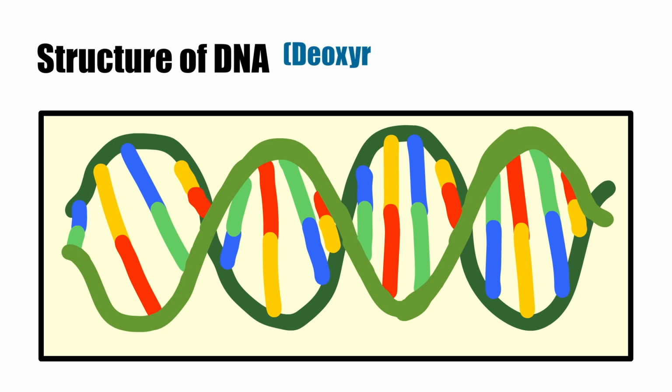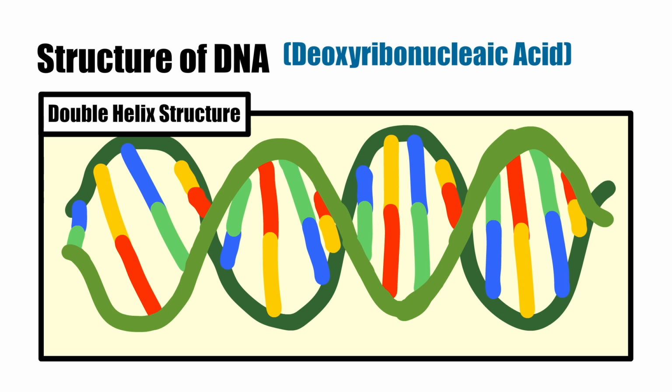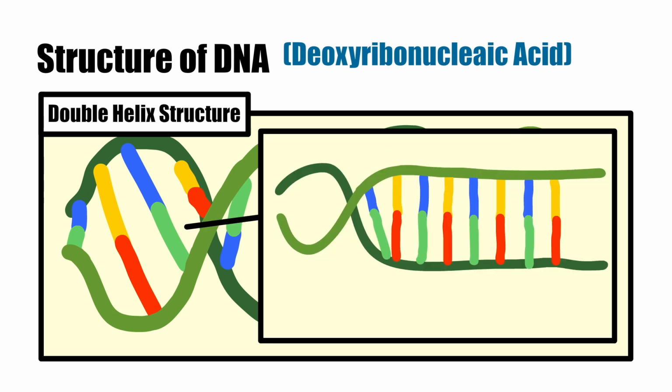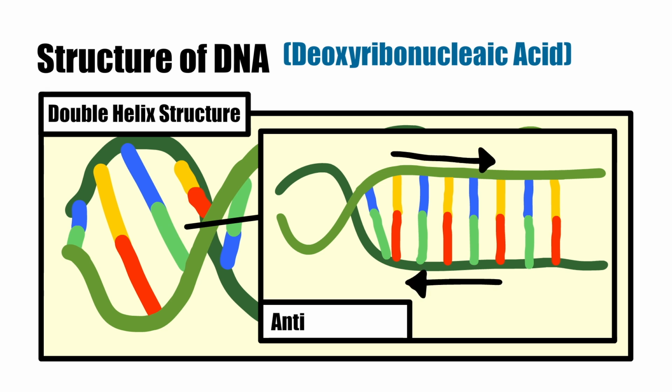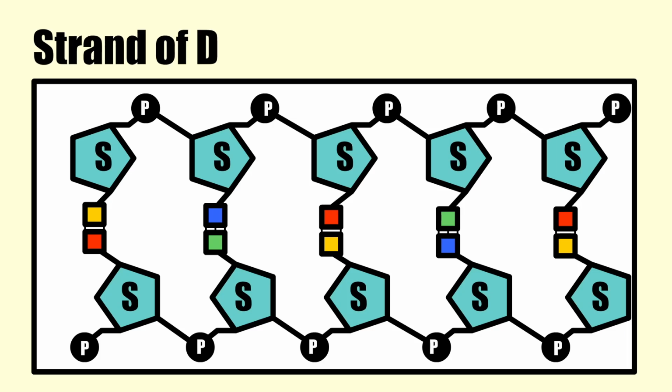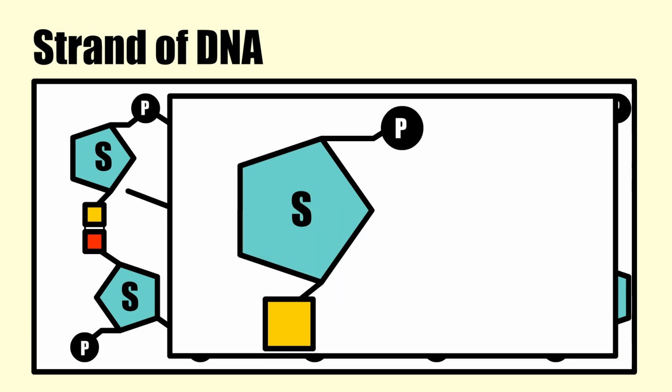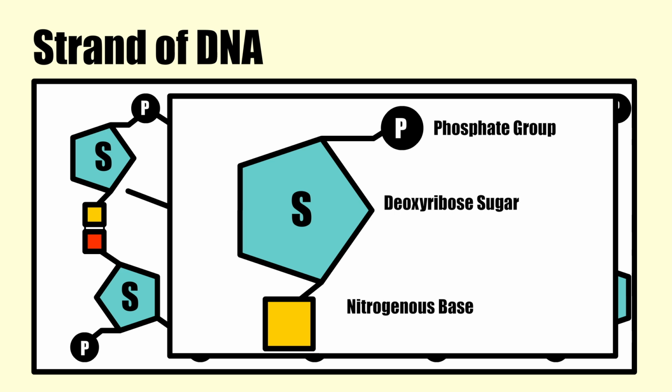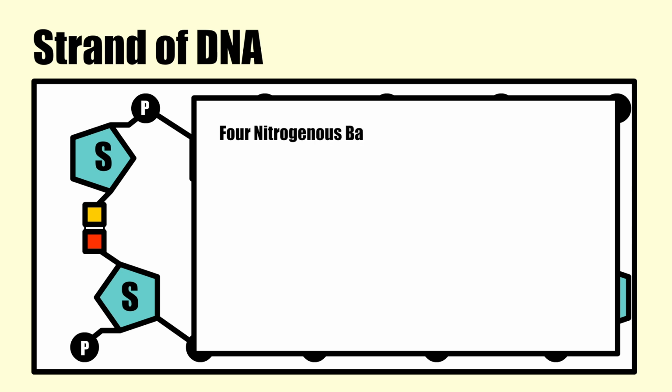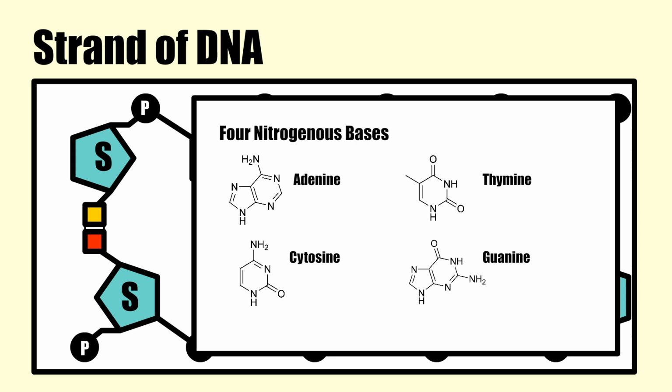DNA, or deoxyribonucleic acid, has what we refer to as a double helix structure. This means that it is composed of two long strands that run in opposite directions, or what we call antiparallel. Each strand of DNA is made up of monomers called nucleotides, which consist of three components: a deoxyribose sugar, a phosphate group, and a nitrogenous base. The four possible nitrogenous bases are adenine, thymine, cytosine, and guanine.